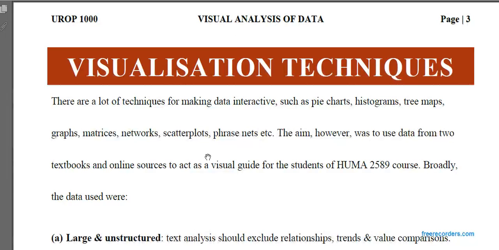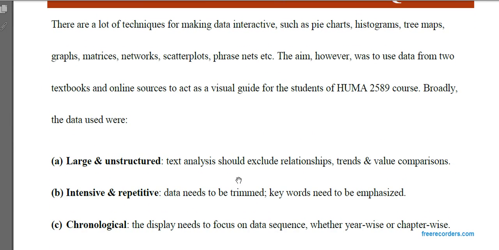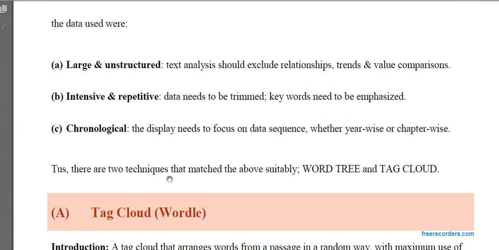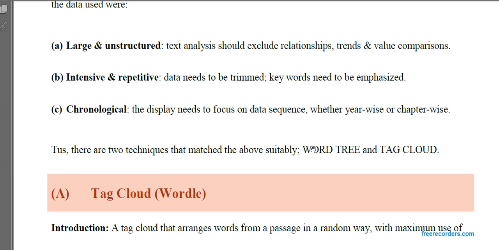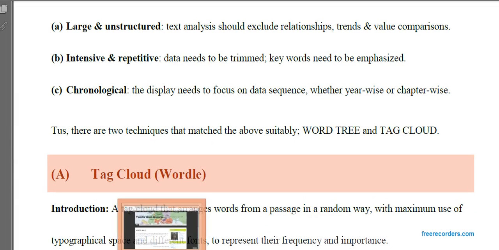There are various visualization techniques such as pie charts, histograms, tree maps, graphs, matrices, networks, scatter plots, phrase nets, etc. But the way I wanted to visualize data was such that my data had text, large and unstructured, intensive and repetitive, and it was chronologically arranged. At least I wanted it to be in a chronological order. For these, two techniques matched quite suitably. The first was word tree and the second was a tag cloud. Now, what is a word tree, what is a tag cloud, and why do I need to use them?